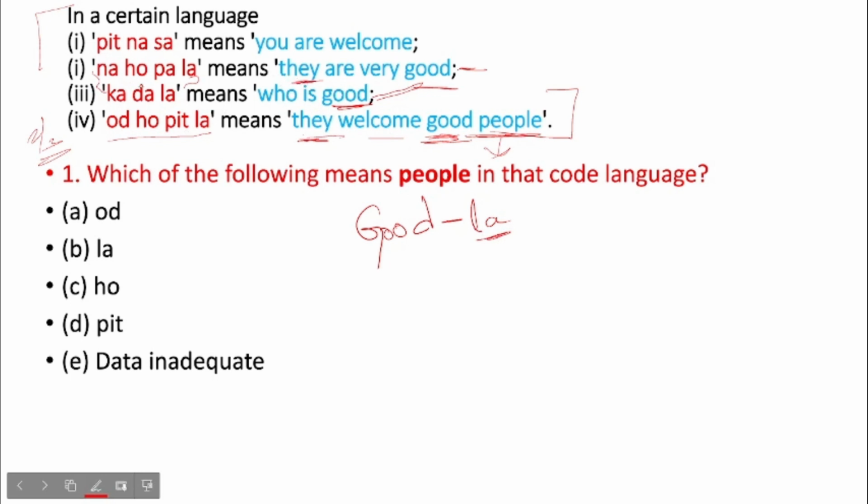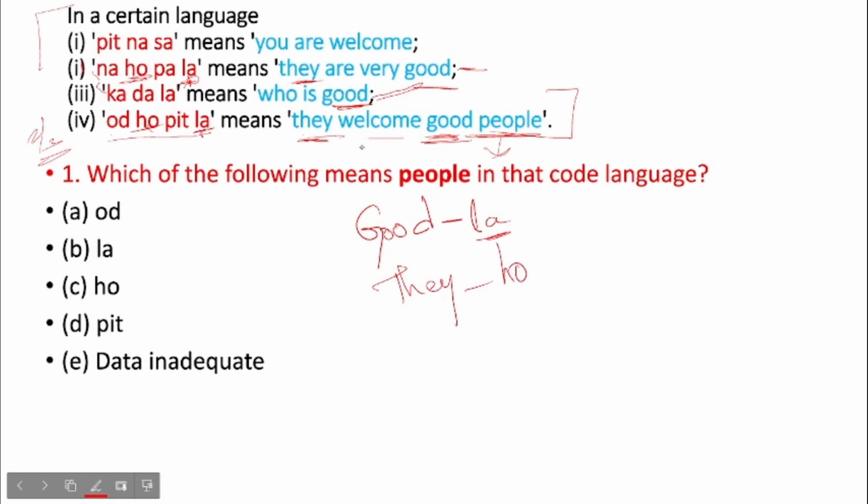For they, the common words between the second and fourth statements are HO and LA. Here we already know what LA means. So HO would be the code word for they. They means HO.